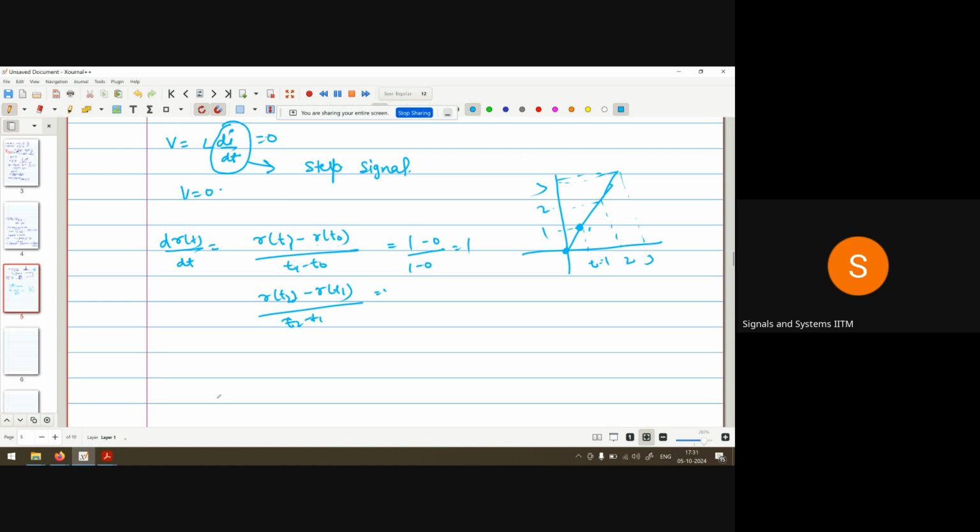Again, if I take r of t2 minus r of t1 upon t2 minus t1, so this point is t1 and this point is t2. What is the value? 2 minus 1 upon 2 minus 1. Again, it becomes 1. If I take r of t3 minus r of t2 upon t3 minus t2, this is the t3 point. 3 minus 2 upon 3 minus 2 is also 1. So basically when I differentiate the ramp signal, it behaves as a step signal.